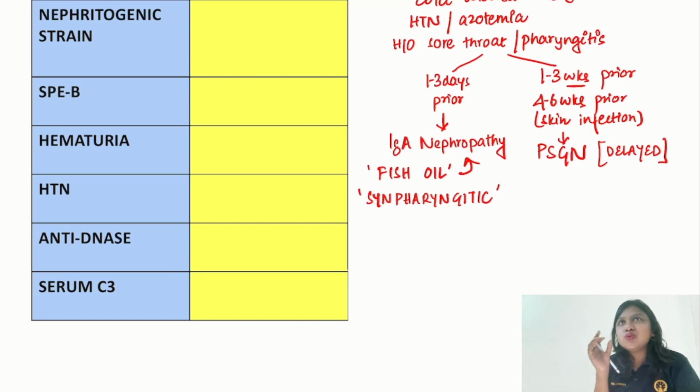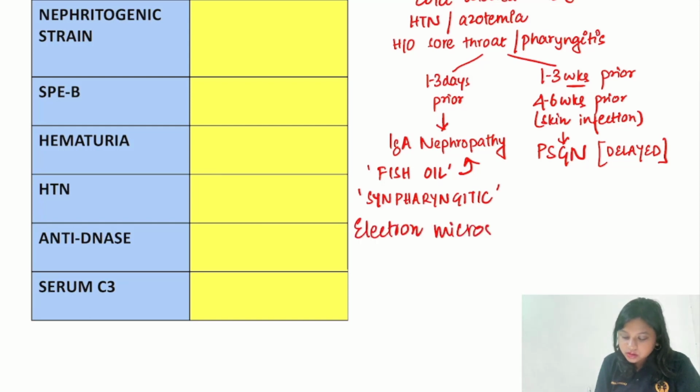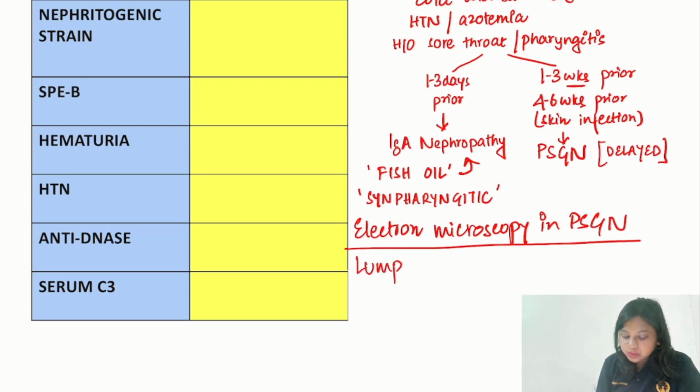Now do you know, if you do a microscopic examination in post-streptococcal glomerulonephritis, you get electron dense deposits. They are known as lumpy, bumpy deposits which exhibit a starry sky pattern. So in electron microscopy, in PSGN, we are going to get lumpy, bumpy deposits, or what is called as starry sky pattern.